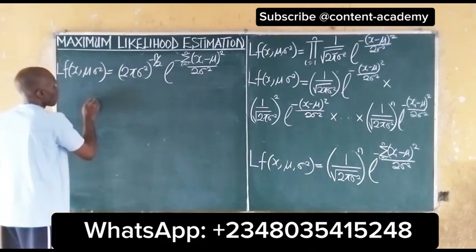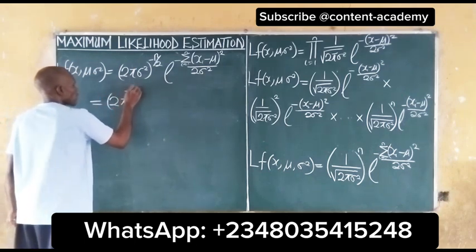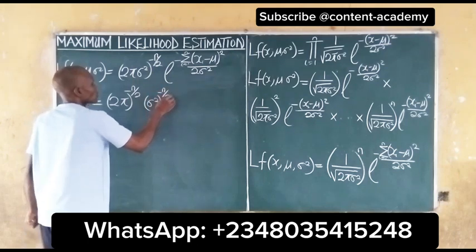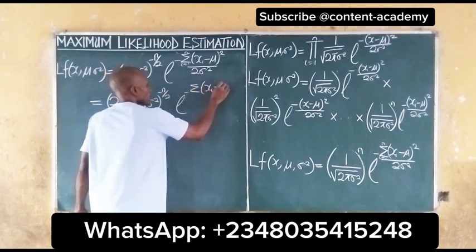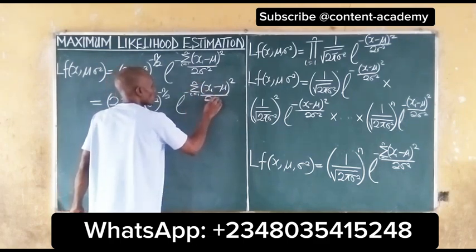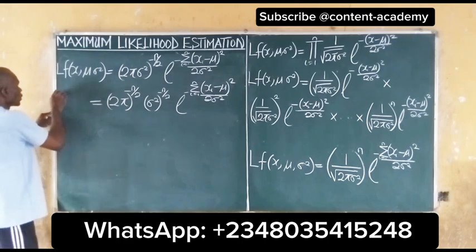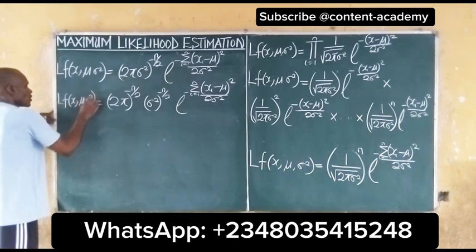So we have 2 pi sigma squared to the power of negative n all over 2, and exponential negative the summation of (x i minus mu) squared, as i runs from 1 to n, all over 2 sigma squared. So this is what we get if we rearrange it. After rearranging, it is very easy for us to take our log.